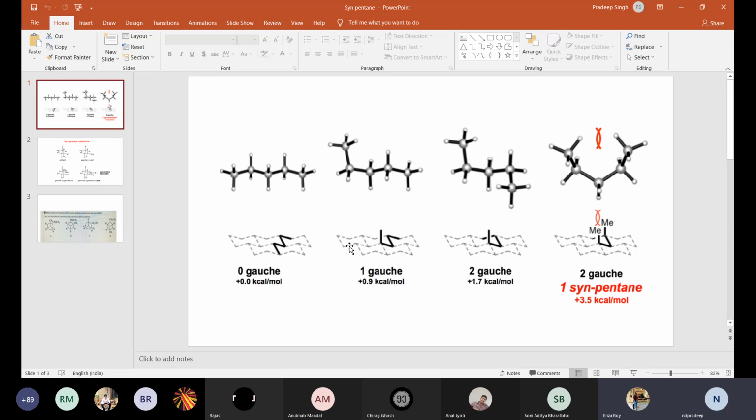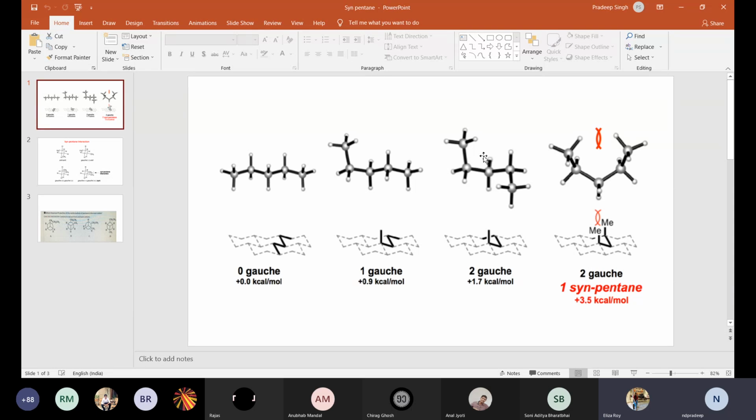And one gauche, so I give them 0.9 kilocalories per mole. So now what I can say, why cannot be, you said that I have moved this methyl up, the end methyl. You can always ask me, sir, why cannot this methyl I can move? Yes, then we draw a conformer where I have one methyl up and this methyl also I can bend it, right? But both are in the same plane. They are not in different planes, okay?